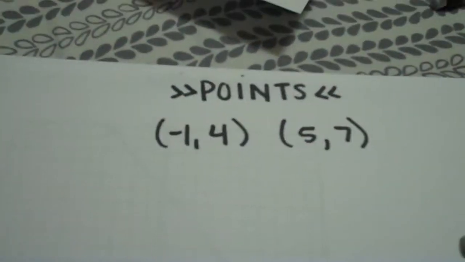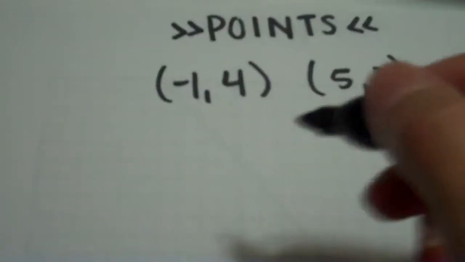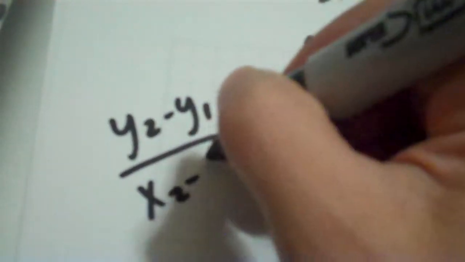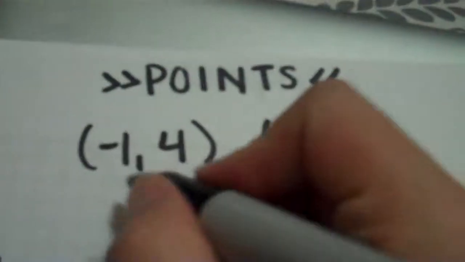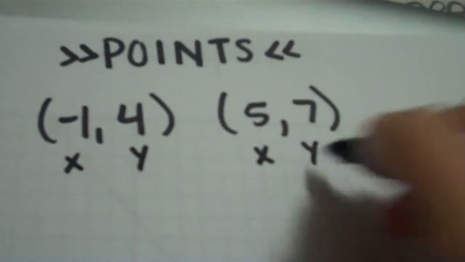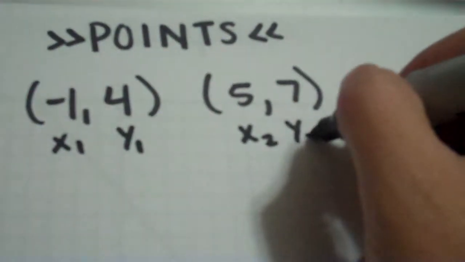Okay? What if they give you points? Slope from points. We've also done this. I just want to refresh. So there's 2 ways to do this, and we're going to do both. The way that we've done it here is slope formula, which is y2 minus y1 over x2 minus x1. Okay? So I'm going to label these real quick. This is x and y, and x and y. This would be 1, and this would be 2.